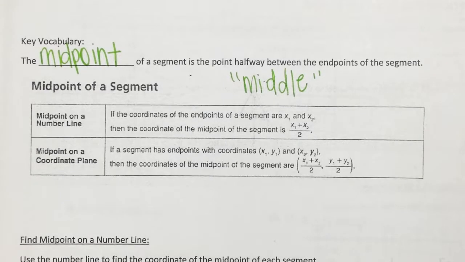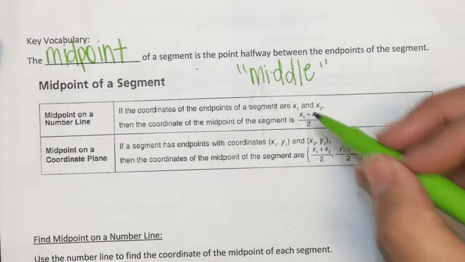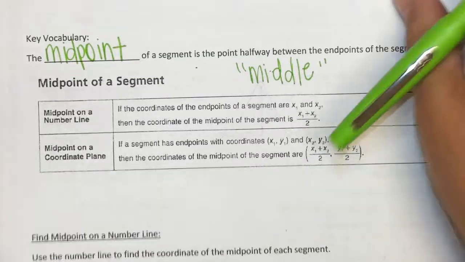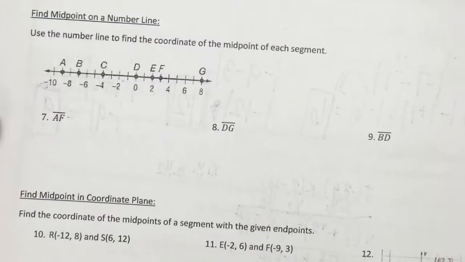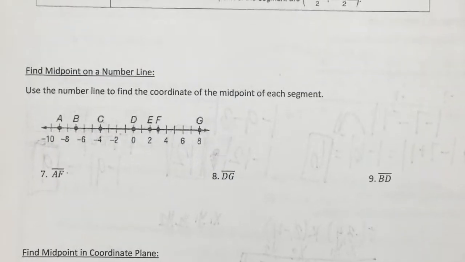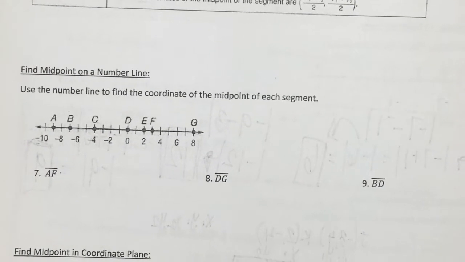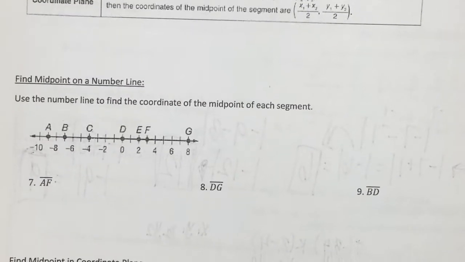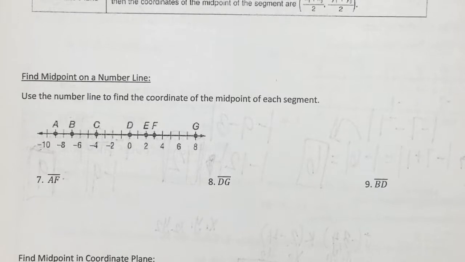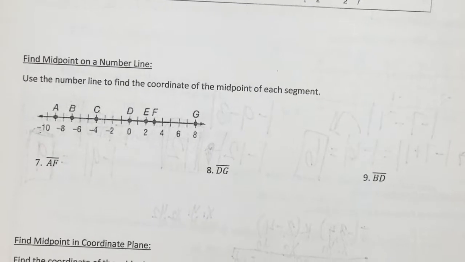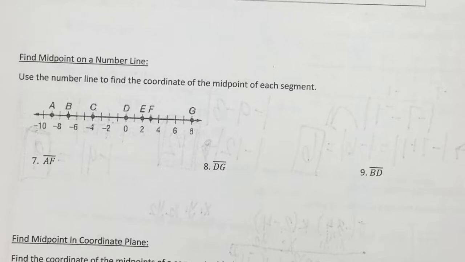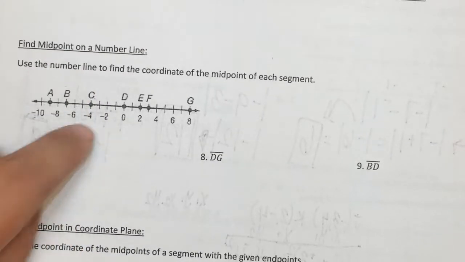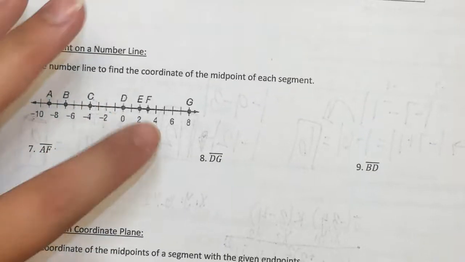Now, like on the distance yesterday, we had to practice on a number line and a coordinate plane. We're doing that same thing today. So there's technically 2 formulas, but I'm going to make it where you don't necessarily have to memorize it. Somebody tell me how you find the average of 2 numbers. Add them up, divided by 2. That's what we're doing right here. We're finding the middle of 2 points. We're finding the average of 2 numbers.